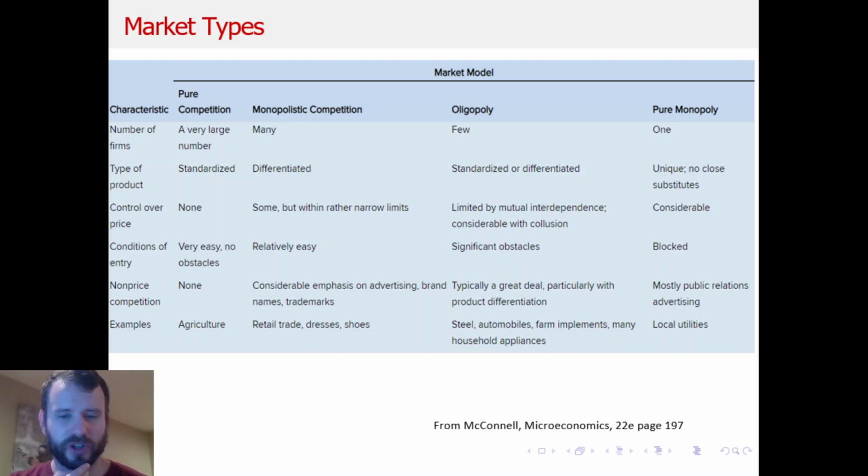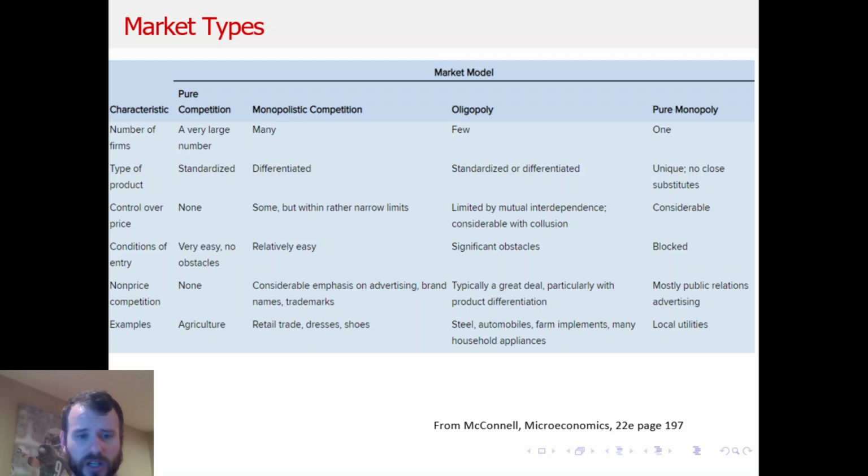So they have some control over price depending on the model. If they're competing only in price, well, guess what? In equilibrium, they're going to be pricing it at a competitive rate. But if they're competing in other factors, that allows them to have a little bit more control. Conditions of entry are pretty hard for oligopoly. It could be that there's only so much demand. It could be that there's natural barriers to entry. It could be regulation. It could be location.